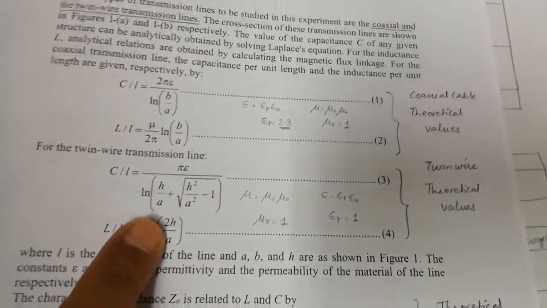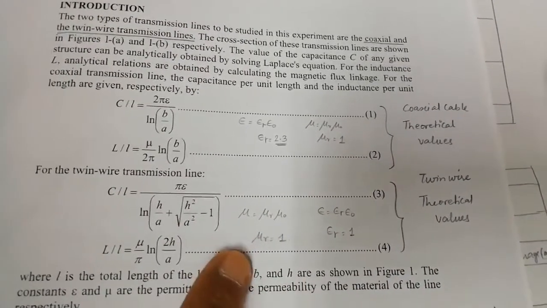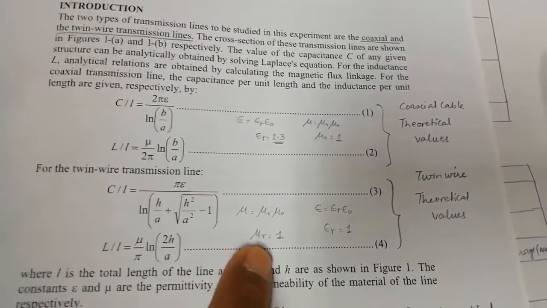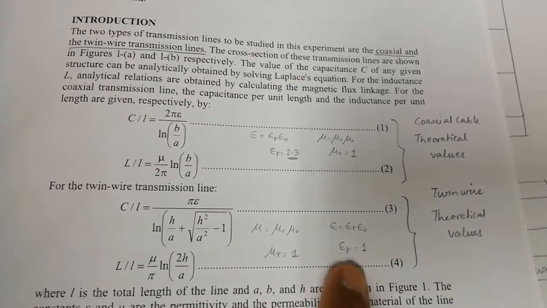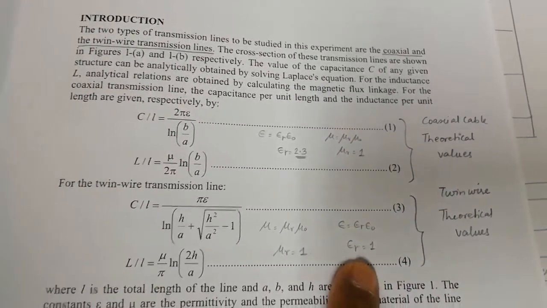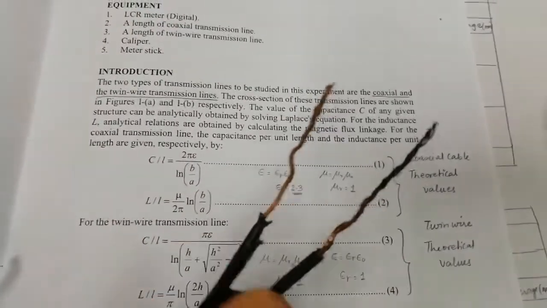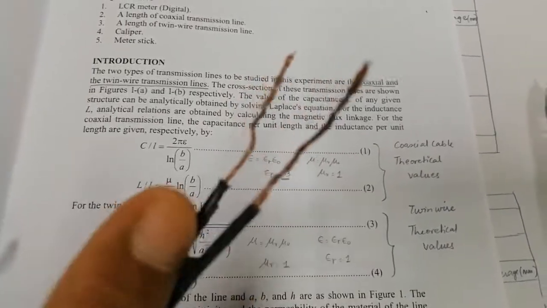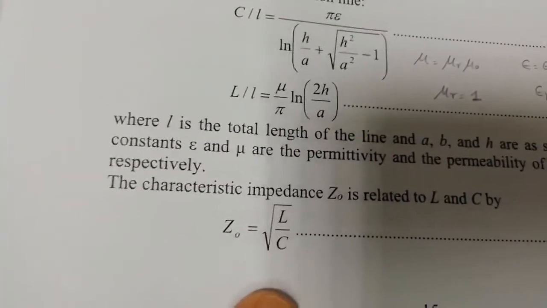Similarly, for the twin wire transmission line, the epsilon and mu values are these. Again, it's a non-magnetic material, so its mu r is 1. And for the epsilon, we use the relative permittivity as 1, which is air, because mostly the electric and magnetic fields between these two conductors are through air. That's why we put air, because this permittivity is for the material between the two conductors. Then you can find the characteristic impedance, root of L over C.